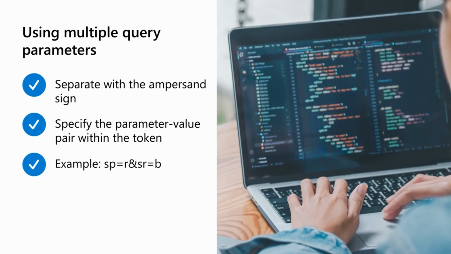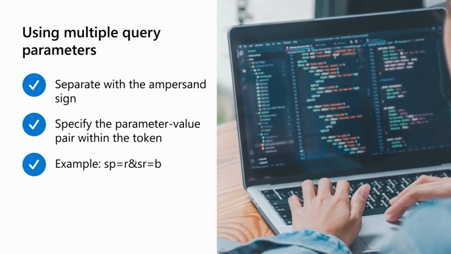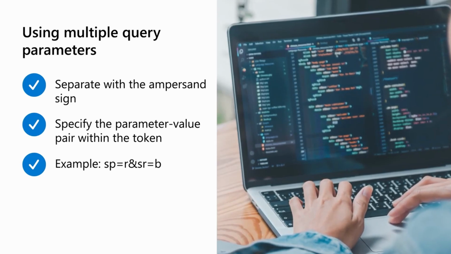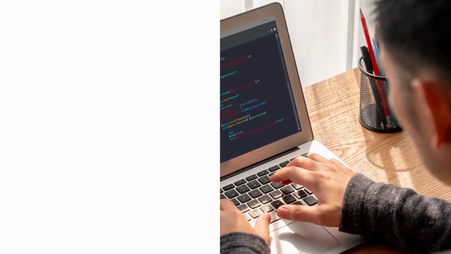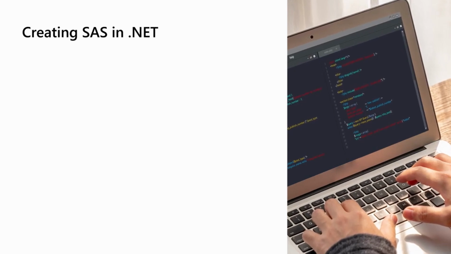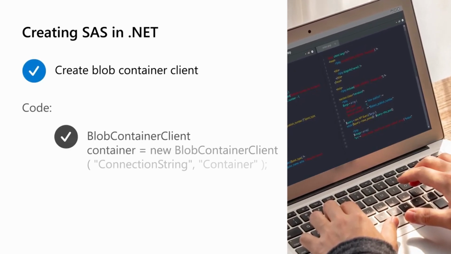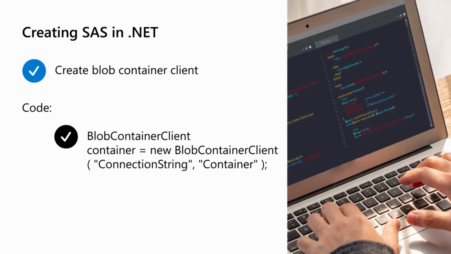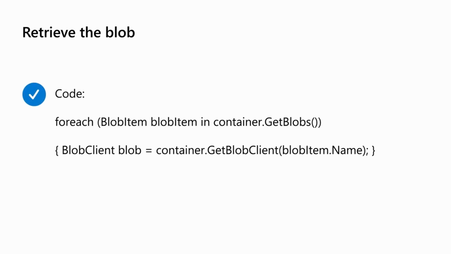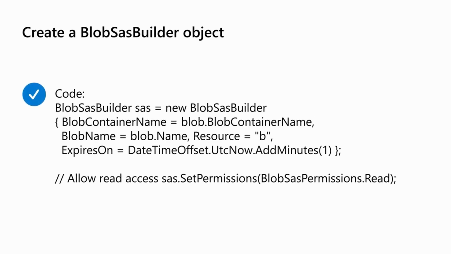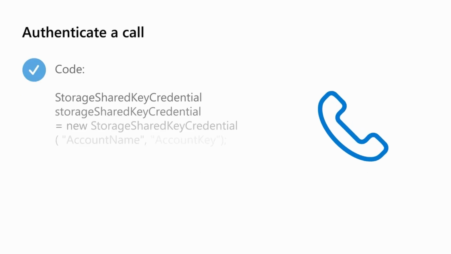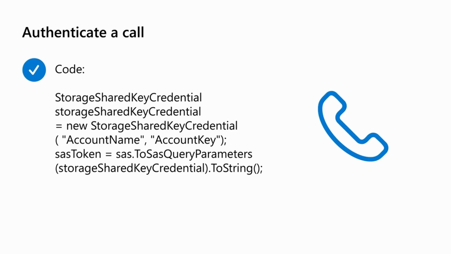For example, SP equals R ampersand SR equals B would indicate that the client has read permission for a specific blob. Let's now understand how to create SAS in .NET. You will first create a blob container client to connect to the storage account on Azure. Then you will retrieve the blob you want to create a SAS token for and create a blob client. After this, you will create a blob SAS builder object for the blob you use to generate the SAS token. Then, authenticate a call to the toSASQueryParameters method of the blob SAS builder object.